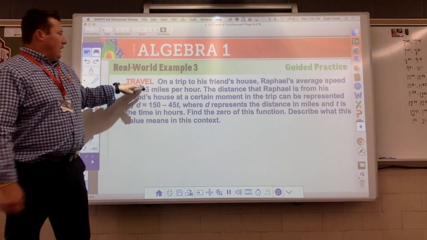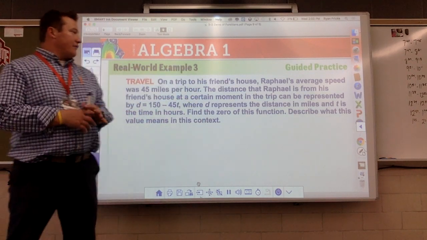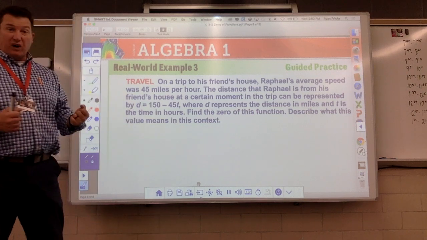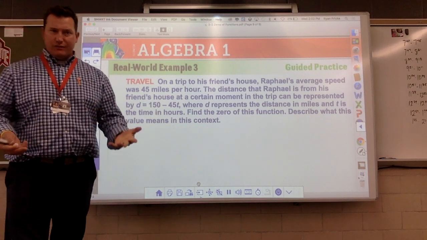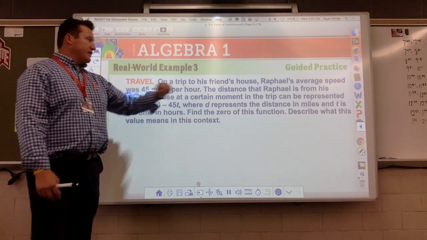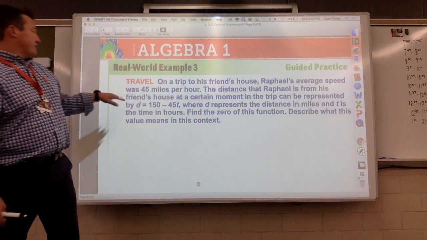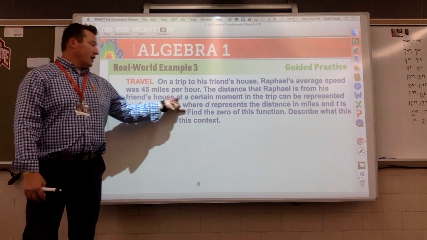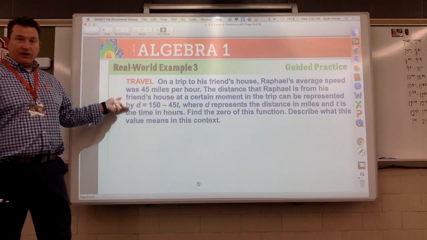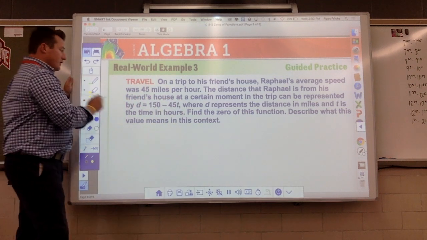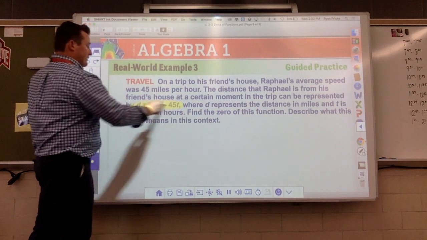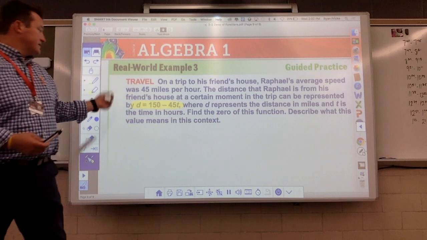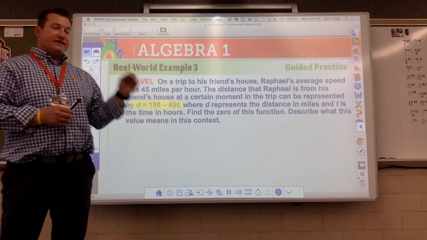On a trip to his friend's house, Raphael's average speed was 45 miles an hour. Was he running? Was he on a bike? What was he doing? That's pretty quick. The distance that Raphael is from his friend's house at a certain moment in the trip is represented by this lovely equation here. Once again, eventually we'll have to write these. D represents the distance in miles and t is the time in hours. Find the zero of this function.